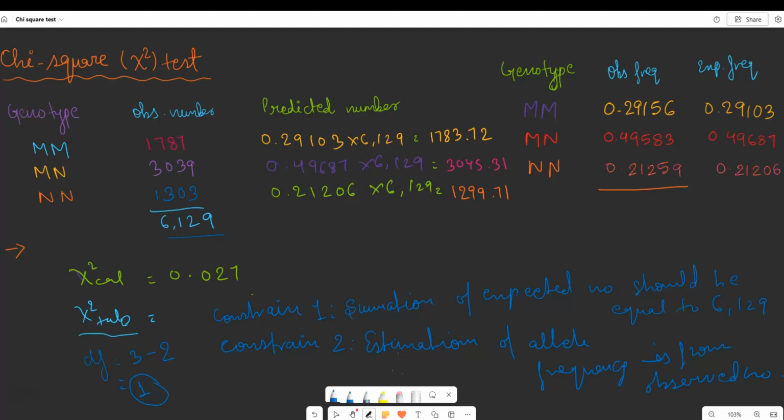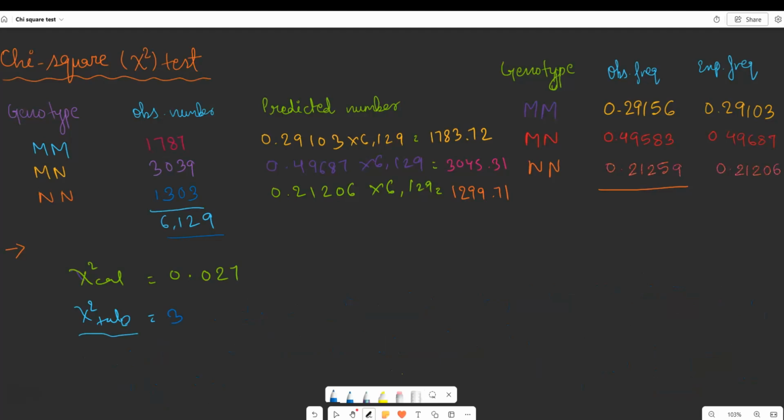And when we check the chi-square table at 0.05 significance level, at 1 degree of freedom, the value is about 3.841. So here we can see that our calculated value is way smaller than the critical value of chi-square. It means we will accept the null hypothesis, that is, the observed genotype frequencies are in Hardy-Weinberg proportion.